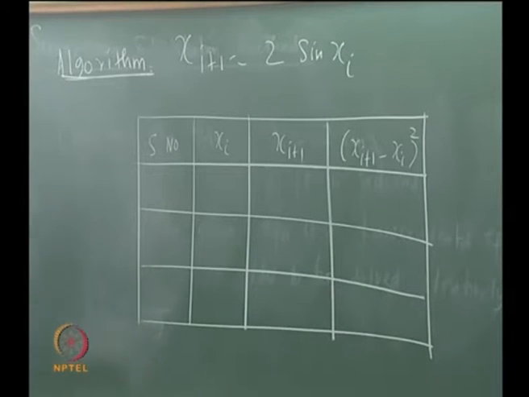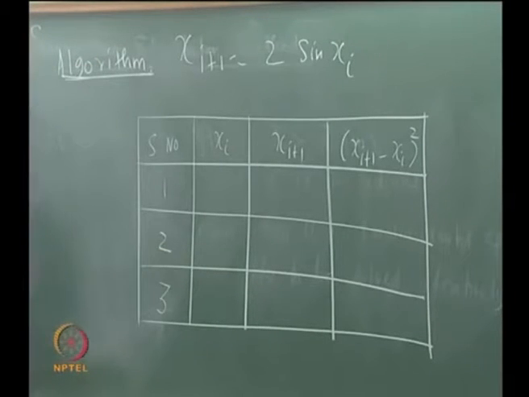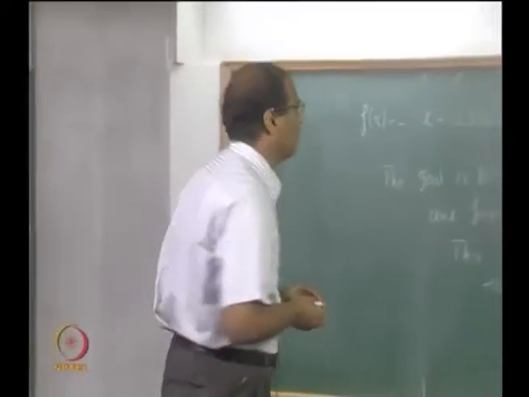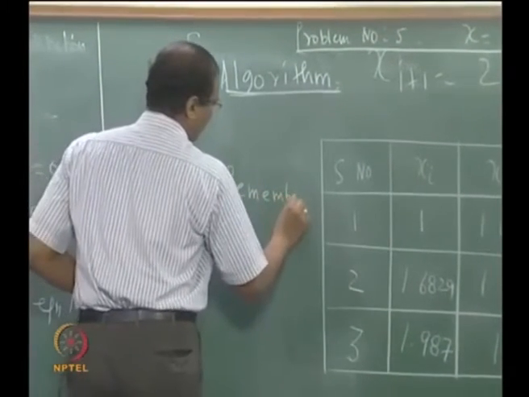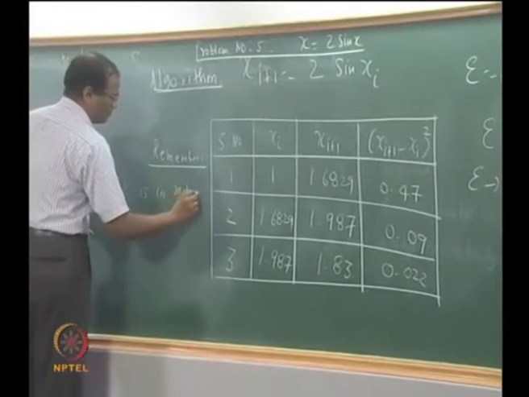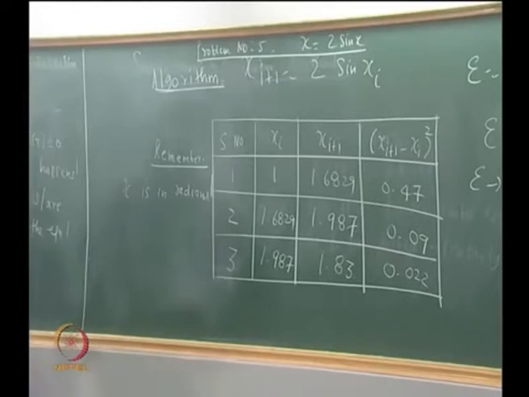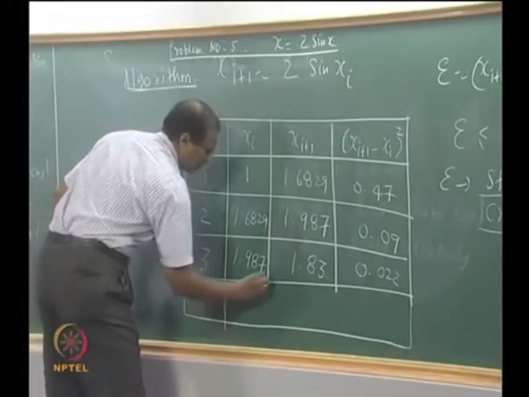Solve this now, when x is in radians. Take an initial guess x i. I will give you 5 minutes. If we start doing the iterations, we start with a value of 1. Please remember, x is in radians. Let us go to the 7th or 8th iteration.